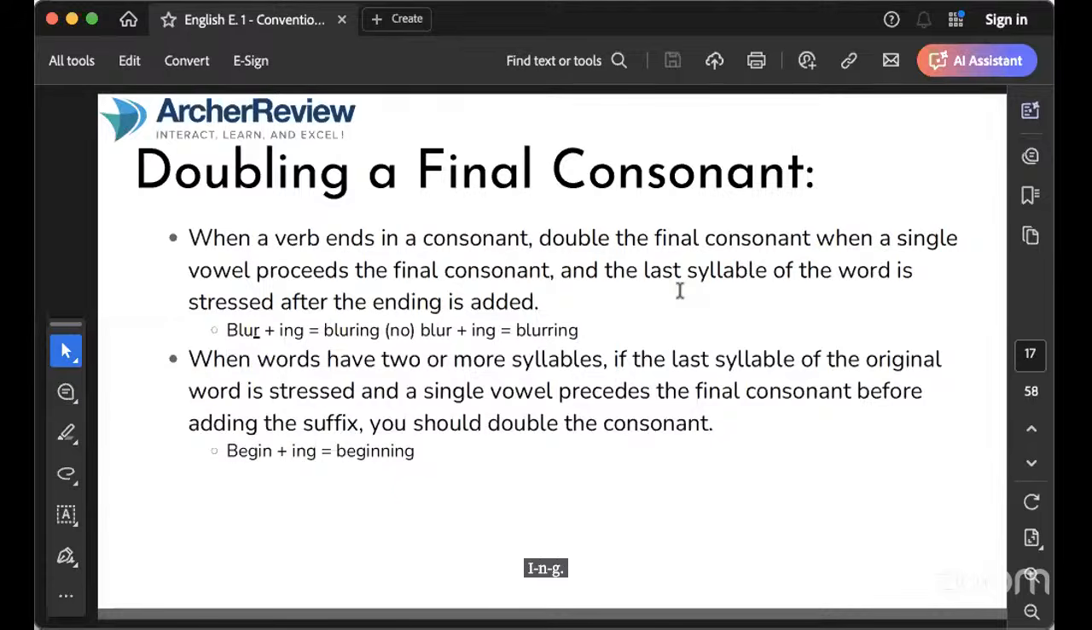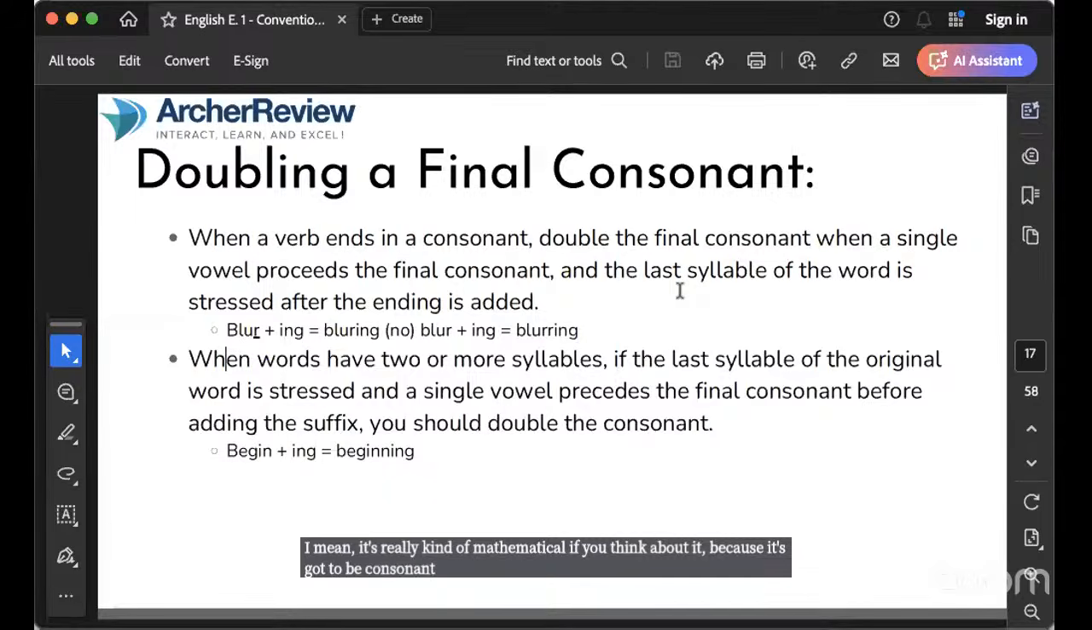Wow, that was a lot, right? I mean, it's really kind of mathematical if you think about it, because it's got to be consonant, vowel, consonant, and then you double it.